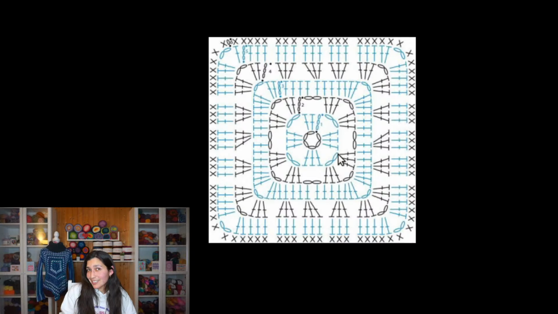I promise that I will look into that and I will come back with an answer for you next week, whether there is a certain mark on a crochet diagram that shows that you need to work into the chain and not around it. Okay, I promise I will look into that and I will come back to you with an answer.